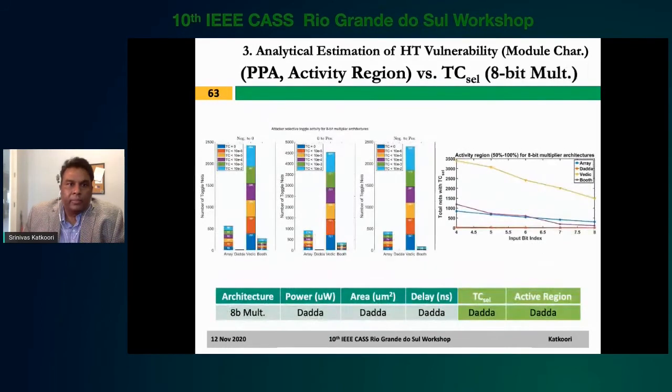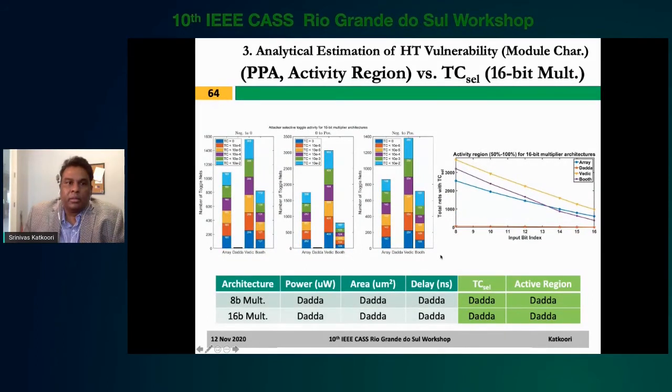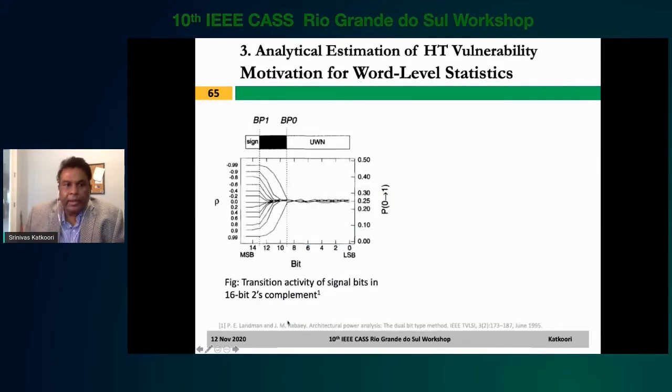Now let's look at the multiplier. For the multiplier, we find that the Dadda multiplier is actually a better architecture compared to others. It is less prone to hardware Trojan insertion. We did this for 8-bit, 16-bit, and so on. Next, the simulation is good, but it is time intensive. So how about we estimate? Based on the word level statistics, can we estimate the number of low toggle nets? If we can do this, it can be done very rapidly, because then we can compare many different designs without simulation.